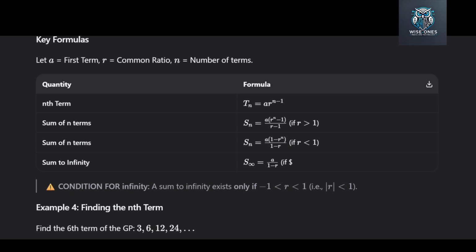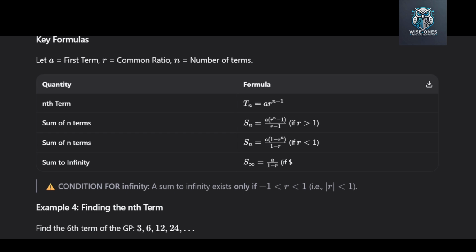The third formula is for sum to infinity. S sub infinity equals a divided by open bracket 1 minus r close bracket. But there is a very important condition. This formula only works if the absolute value of r is less than 1. This means r must be between -1 and +1. If r is bigger than 1, the sum goes to infinity and does not exist. Let us look at example 4.